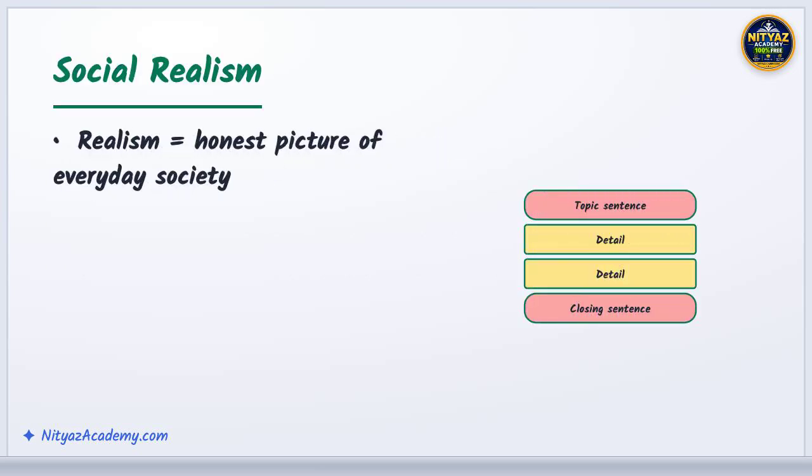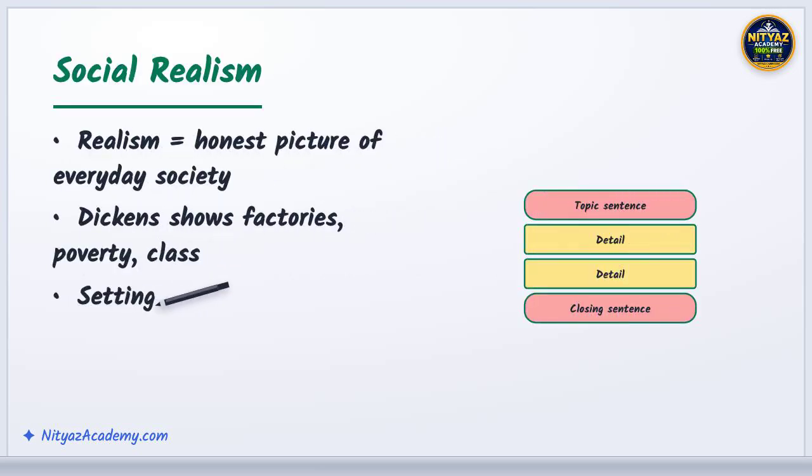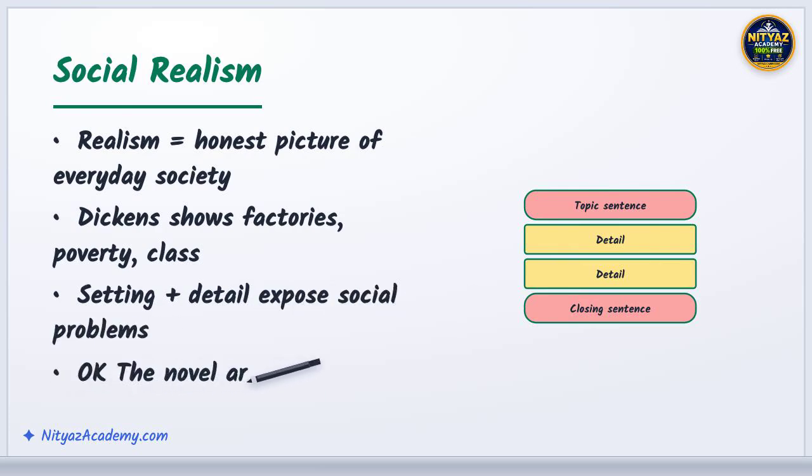Many Victorian novels practice social realism, painting an honest, detailed picture of everyday life, especially its injustices. Dickens fills pages with crowded factories, poverty, and rigid class divisions. The careful settings and details aren't decoration. They build an argument for reform. As you read, treat vivid social detail as evidence. The author is showing you a problem and quietly urging society to fix it.